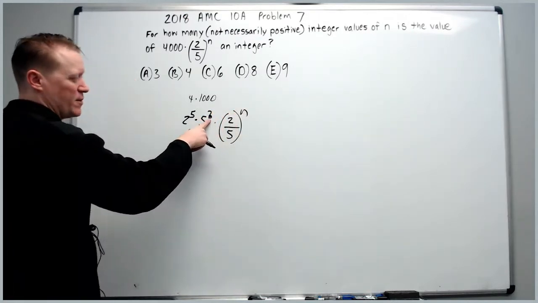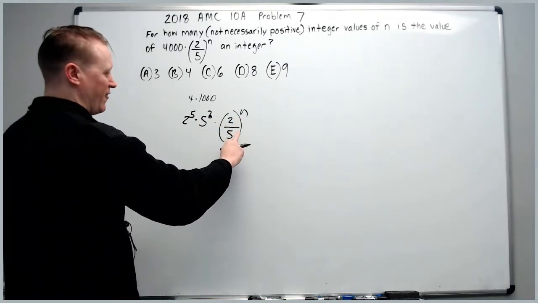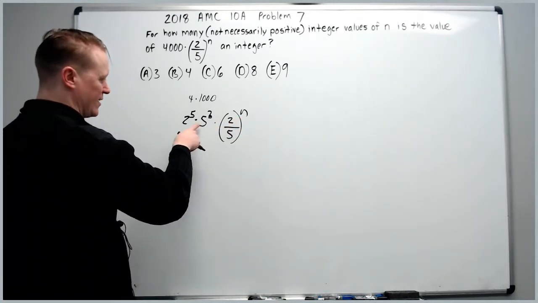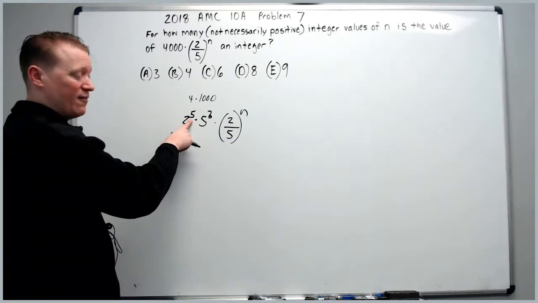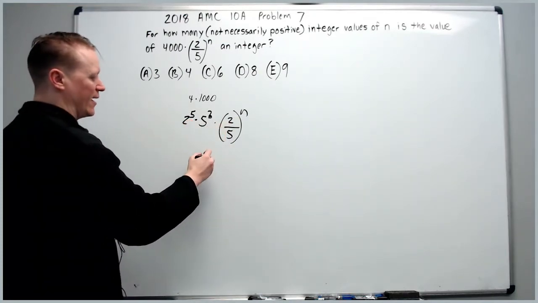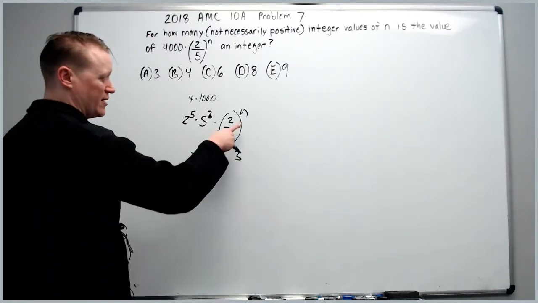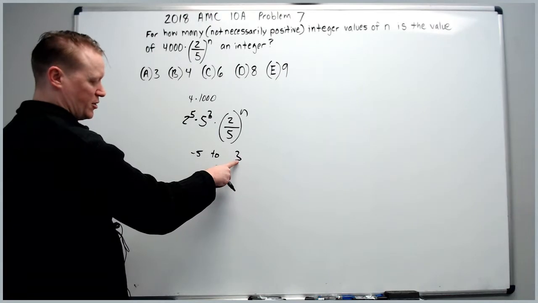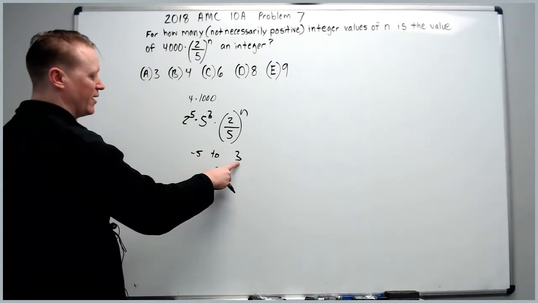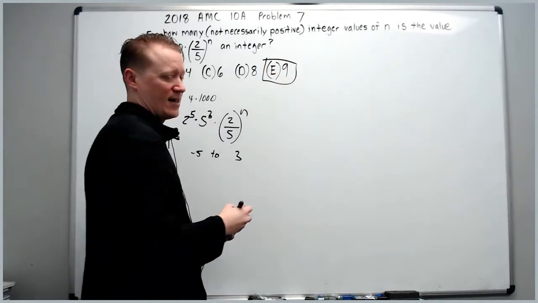Now, we have 3 powers of 5, so n can go up to 3. And if I do negative values, n can go up to negative 5 because that would make 2 to the fifth down here cancel with that. So it's all the way from negative 5 to positive 3. Don't forget 0. You can just do b minus a plus 1. 3 minus negative 5 is 8 plus 1 is 9.